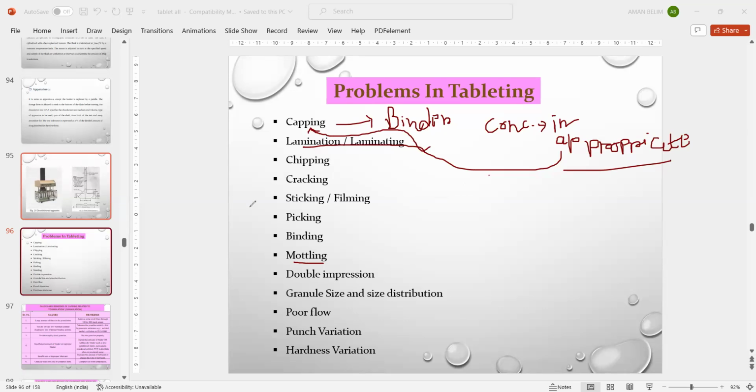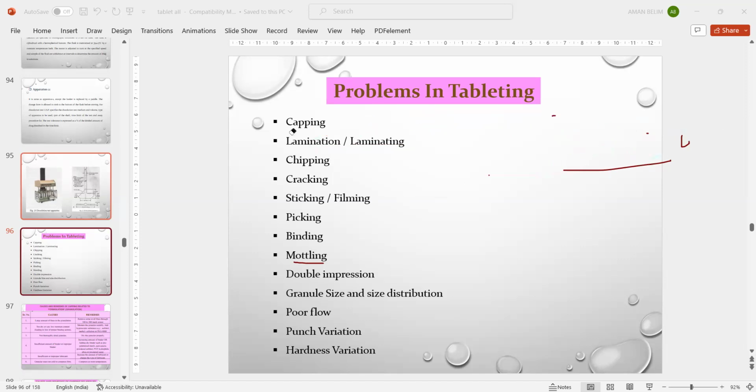Now, what are the solutions? You just have to solve each problem. If air entrapment is there, you have to ensure that there is no air entrapment in your instrument. You have to apply vacuum so that no air entrapment takes place in the die wall or any part of the instrument where compression takes place. Another is that you have to do proper drying, so that the granules do not get too much dried.